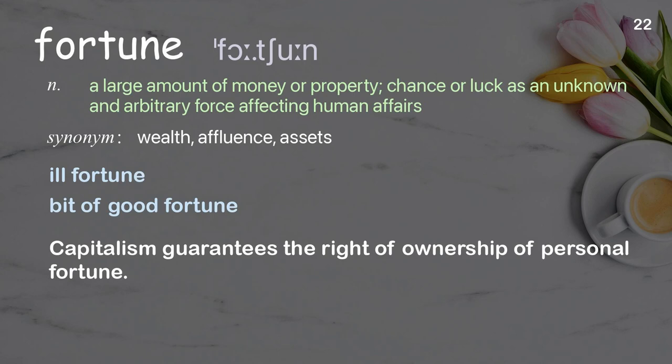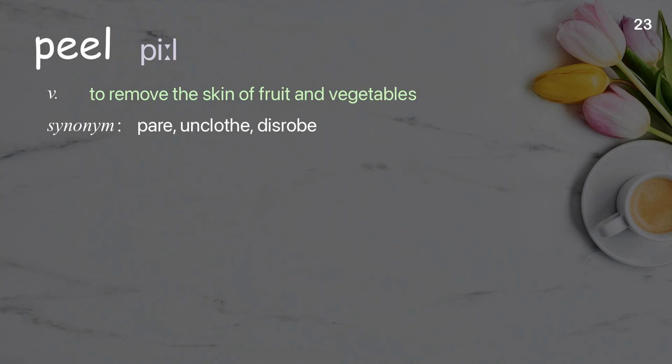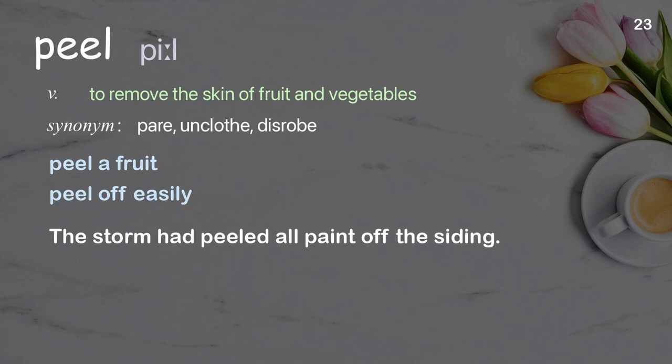Peel. To remove the skin of fruit and vegetables. Examples: Peel a fruit. Peel off easily. The storm had peeled all paint off the siding.